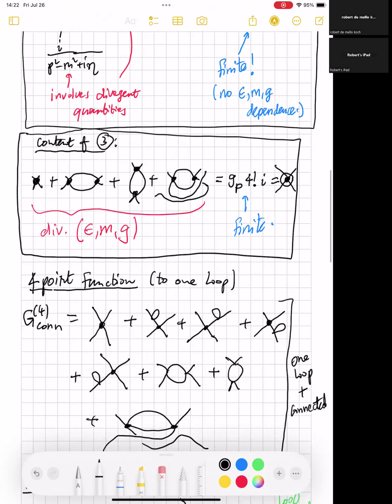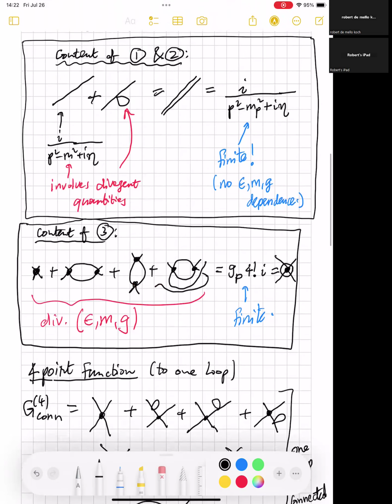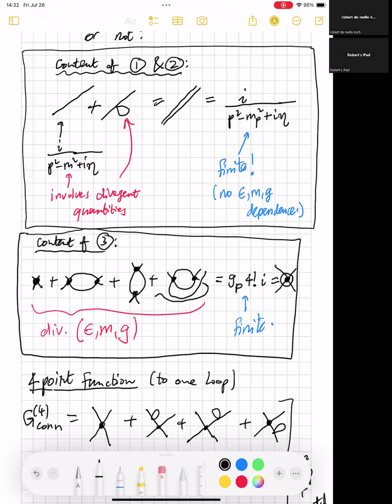So notice that in both of these renormalization conditions, the left-hand side is a sum of terms, each of which has got divergent contributions. But the sum is finite and set by some parameters that we measure in experiment. So each individual term might be divergent. It may have epsilon dependence, m dependence, and g dependence.